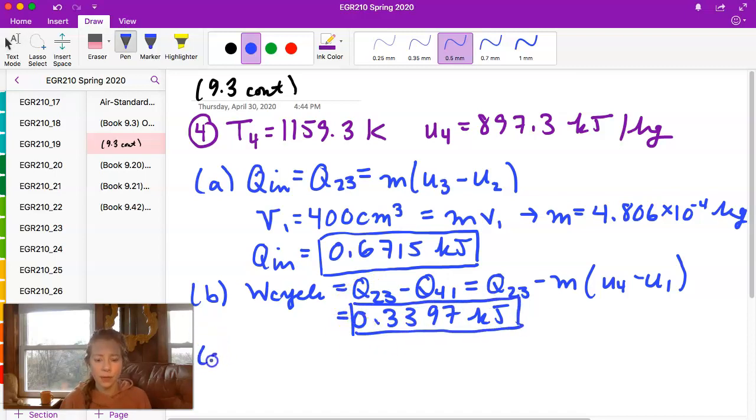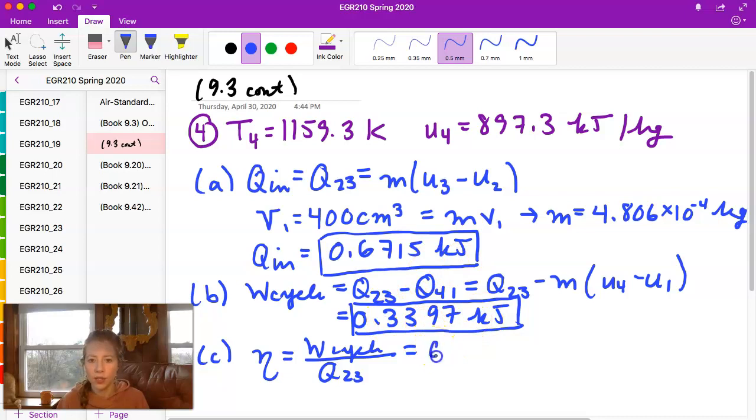For C, we have eta, our efficiency, is equal to W cycle over Q23, W cycle over heat in. And so it's just going to be B over A, which is going to be 0.3397 over 0.6715, and the units will cancel out. And that gives us 0.506, which is the same as 50.6%.